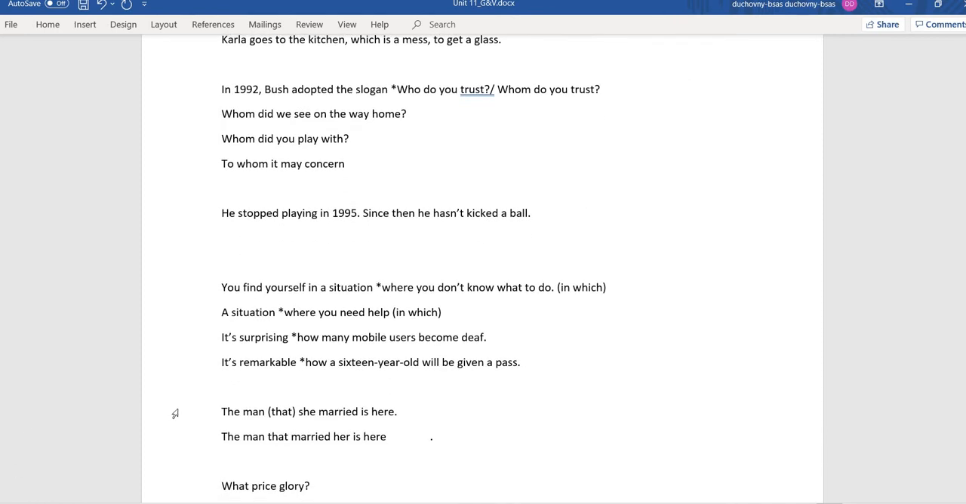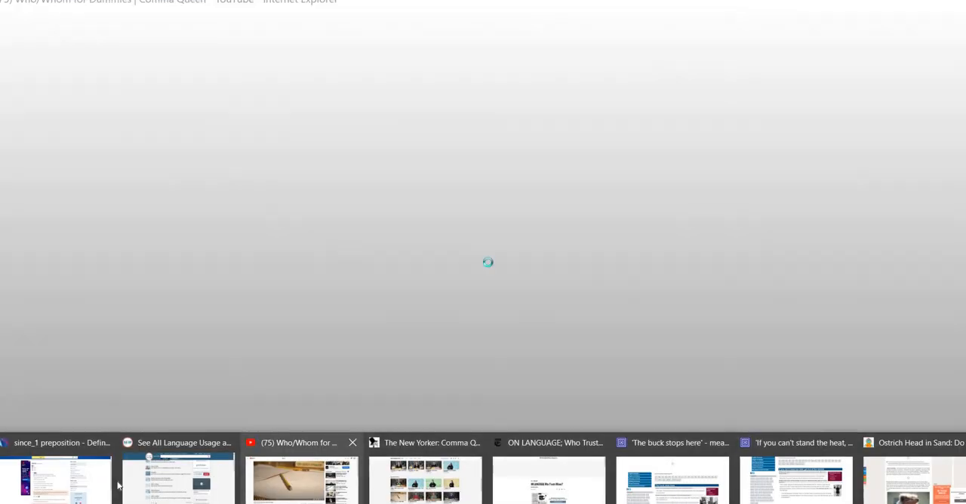These two examples, once again, we discuss this idea of when we can omit that, right? The man that she married, that is not the subject, can be omitted. The man that married her is here, so I need the that, because that is the subject here, right? I don't have any more comments about this section, so you may pay attention to it in your own free time, right? I want to take you to the dictionary now, right?